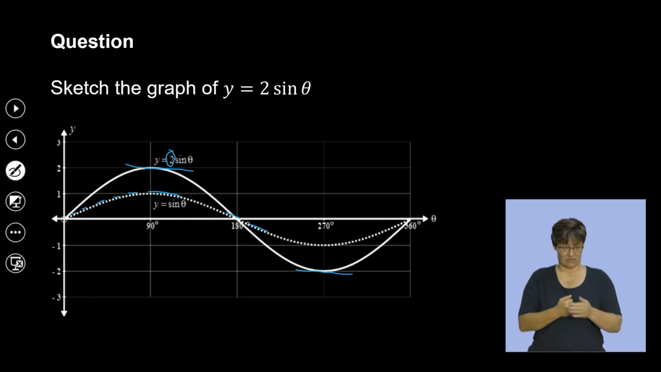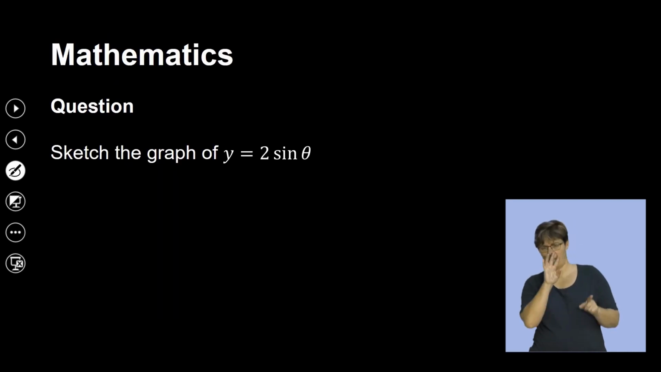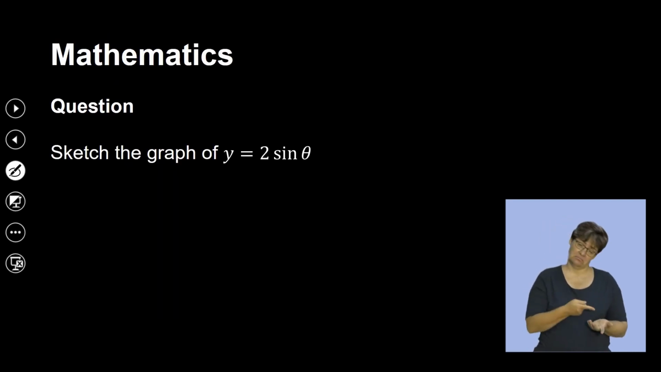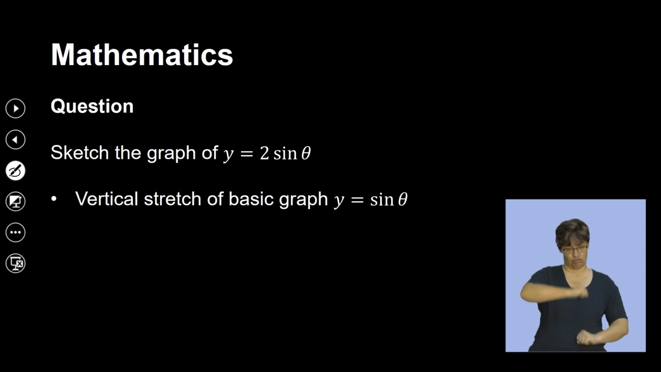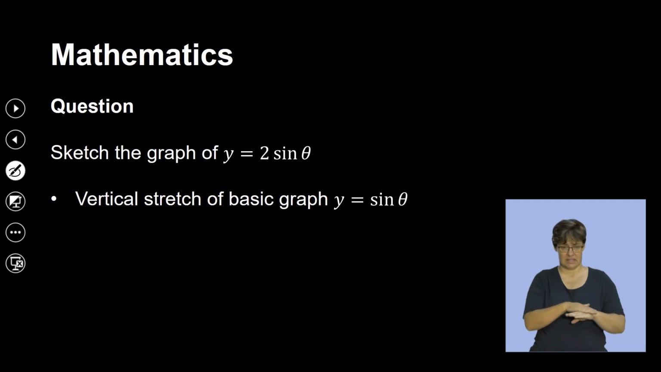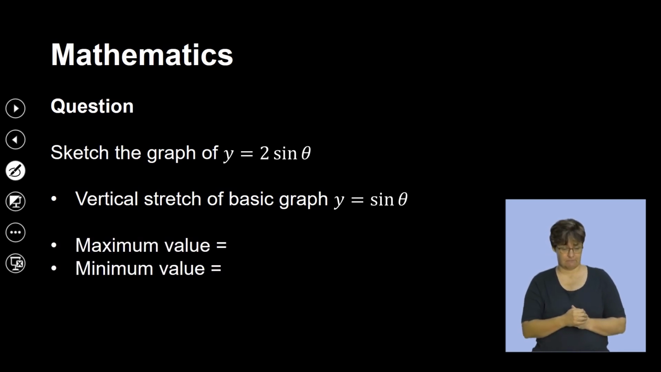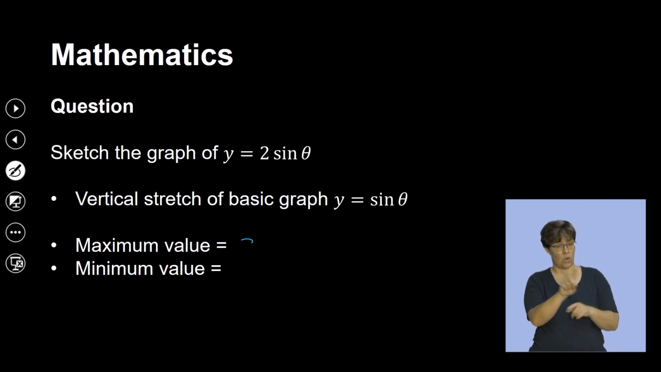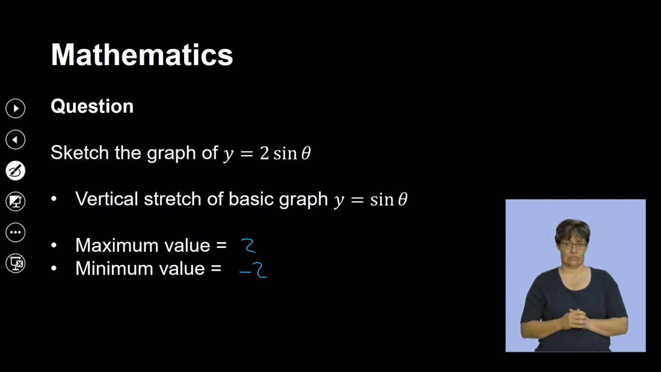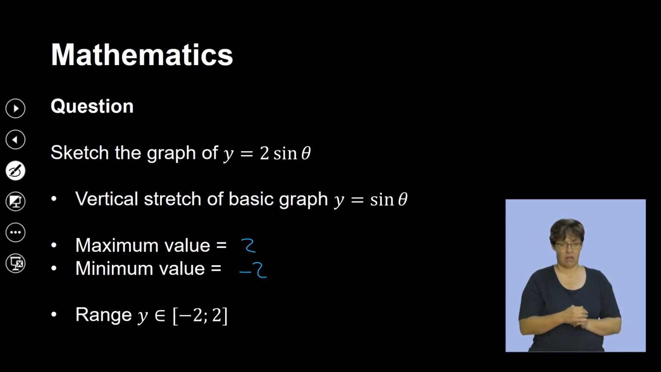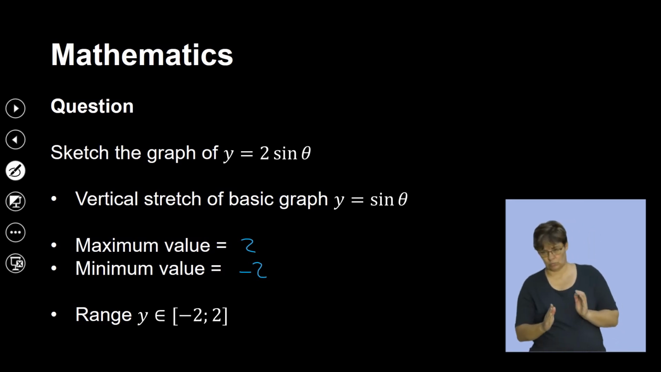But let's look at more graphs just to try and make sense of this. With this, some few pointers to look at: the vertical stretch of the basic graph of y equals sine theta is what the question wanted us to do. The maximum value here is going to be at 2. The minimum value is going to be at minus 2. And if I know that, it means that my range is going to be between minus 2 and positive 2.